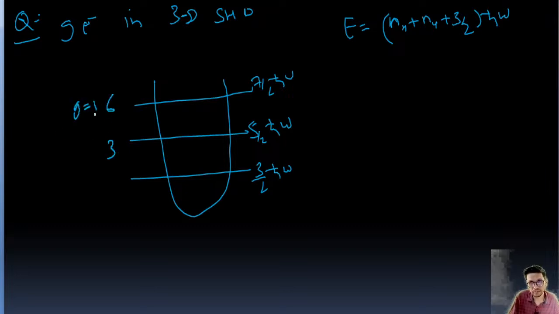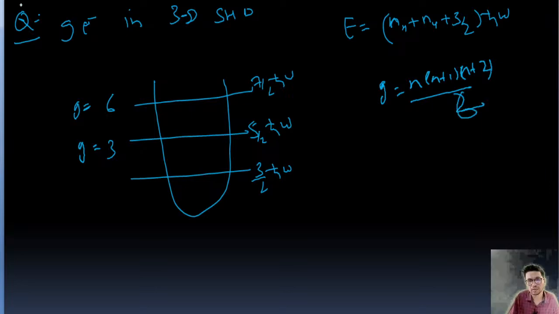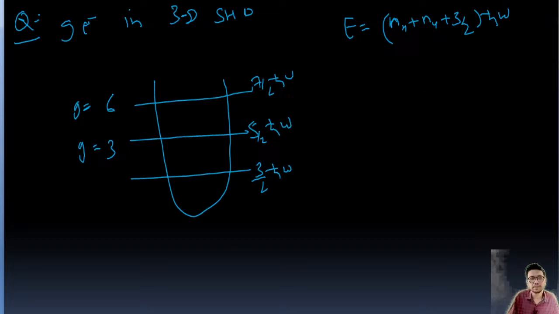Okay, the g value, because we know the degeneracy value, right? It is n(n+1)(n+2)/6. So this had three degeneracy. So now 9 electrons means 2 will be here, right? And it has 3 means 1, 2, 3, 4, 5, 6 electrons will be here, and it has 6, so 1 electron will be here.